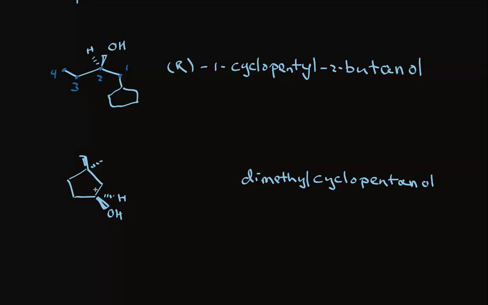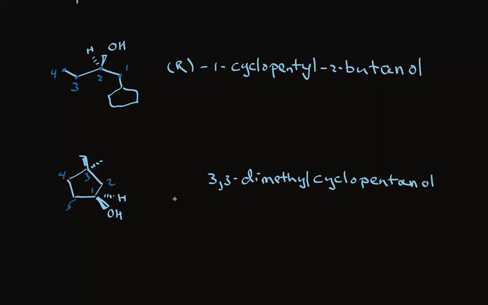Let's call the OH on 1, 2, 3, 4, and 5. And in this case, we see that we have 3,3-dimethylcyclopentanol.